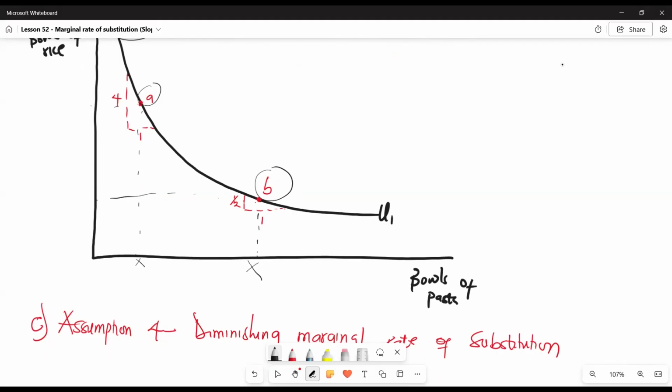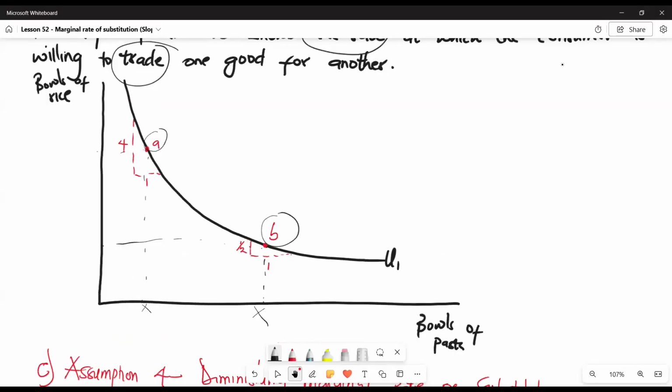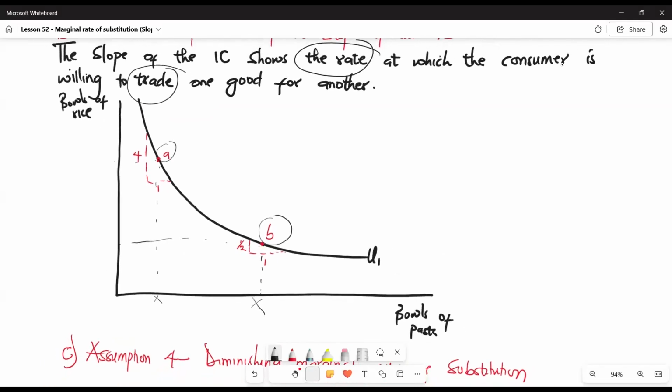So that is the trade-off. You are trading off between the two goods. This trade-off is what we call the slope. The rate at which a particular consumer is willing to trade off bowls of rice for bowls of pasta is what we call the slope of the indifference curve.